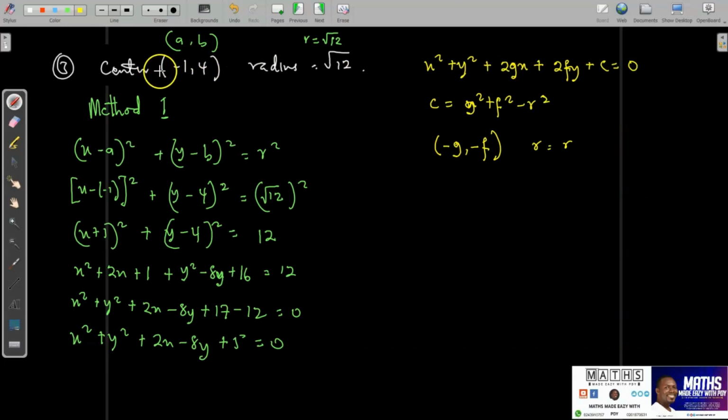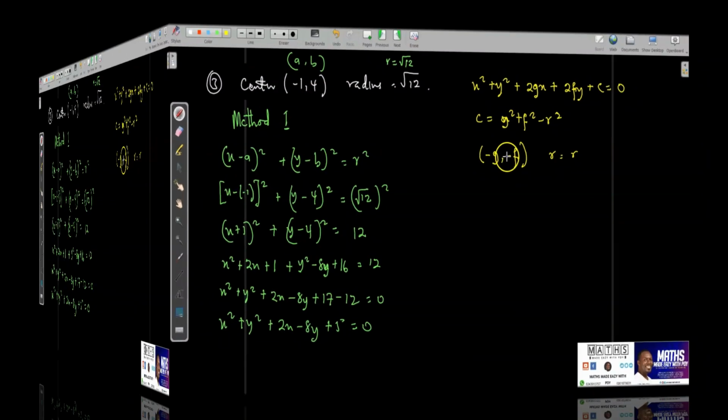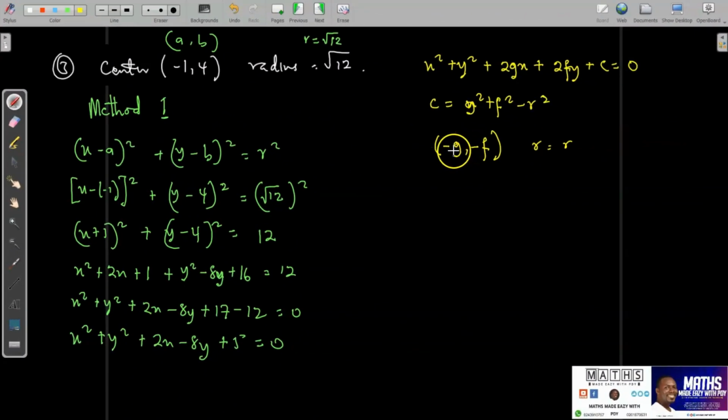So changing the center to match up with this, what do you think will be the g value? The g value is already negative, so it means it will still be negative. Our g value will be negative g as it is. Sorry, -1. -1 as it is. But our f value must be negative. But what do we have there? It's a positive number. So what do we do?